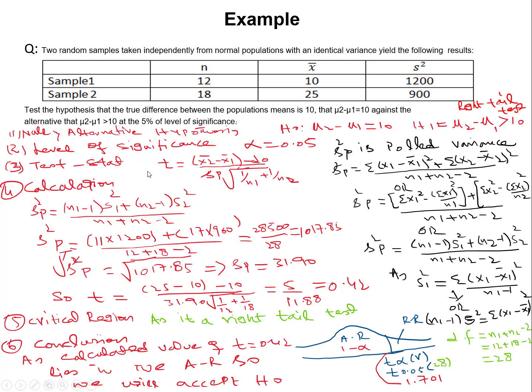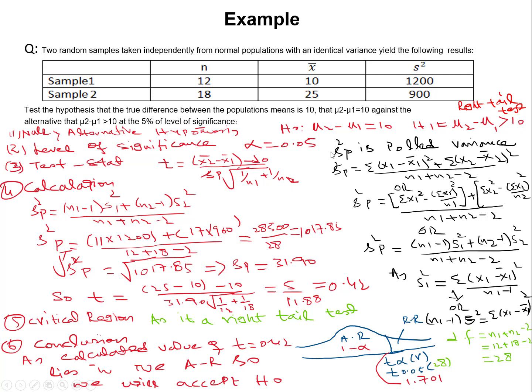The third is the test statistic. The formulation for the test statistic was already discussed in the previous slide: x2 bar minus x1 bar. It doesn't matter if you put x1 minus x2, minus the hypothesized difference. This is basically the difference, divided by the standard deviation of the pooled variance, times the square root of 1 divided by n1 plus 1 divided by n2.